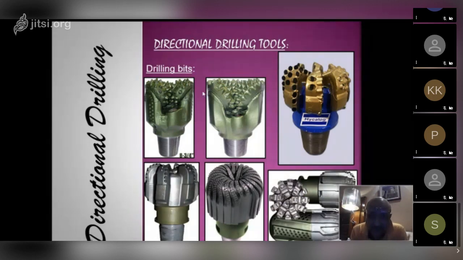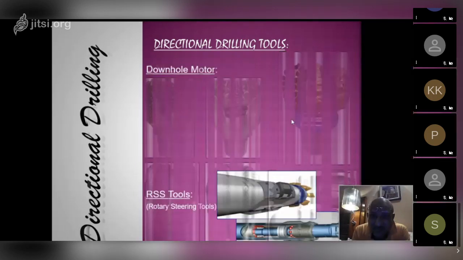But let's talk about the directional drilling tools. So these are the bits. These are different types of bits. I'll just give you an overview. This is an insert bit. This is a mill tooth bit. This is a PDC bit. This is again a PDC bit. This is a natural diamond bit. These are called impregnated bits. Those are the various types of bits, and there are different applications we use to drill different types of formations.